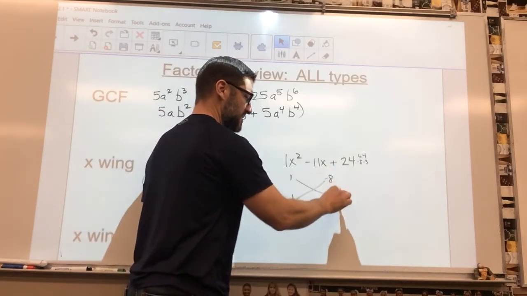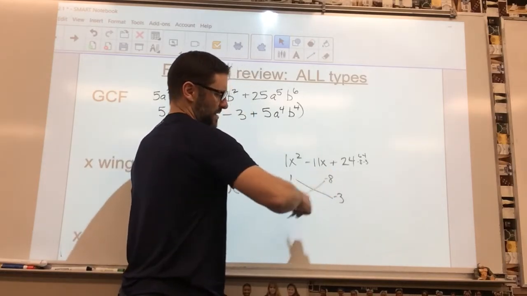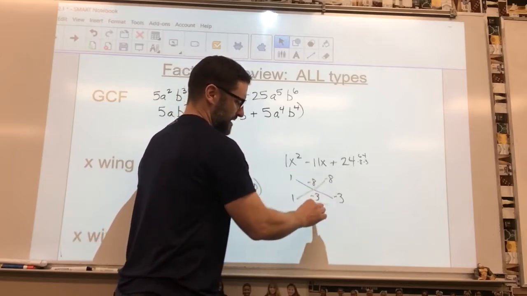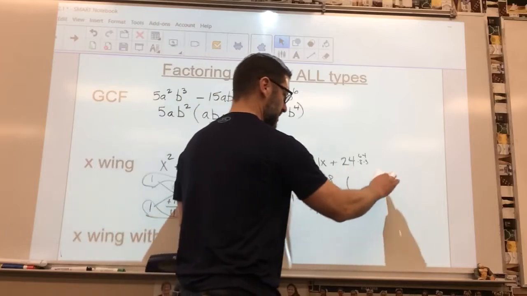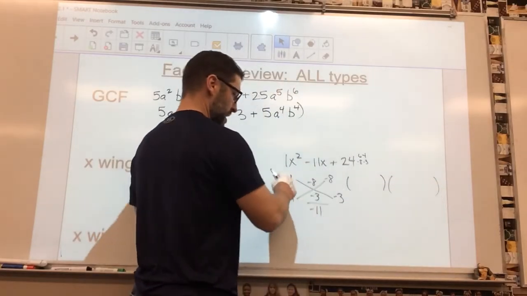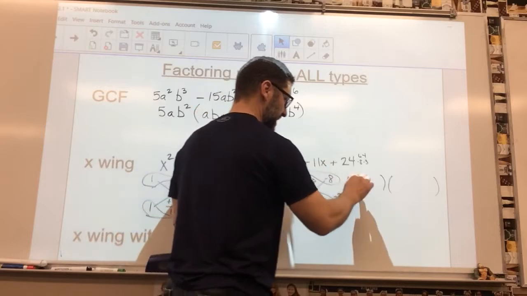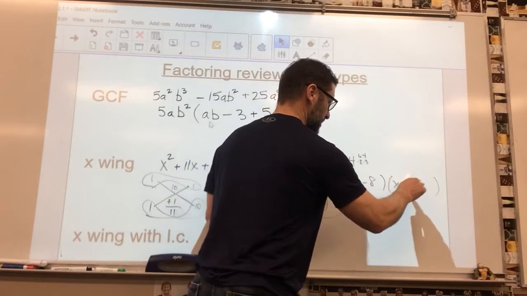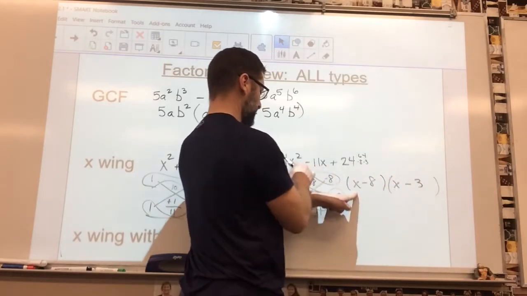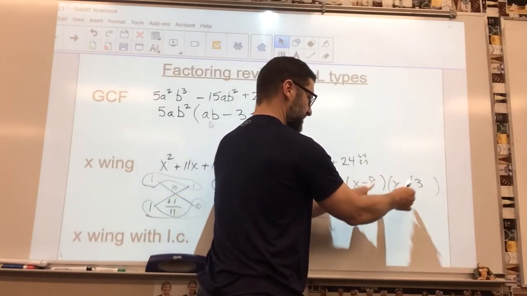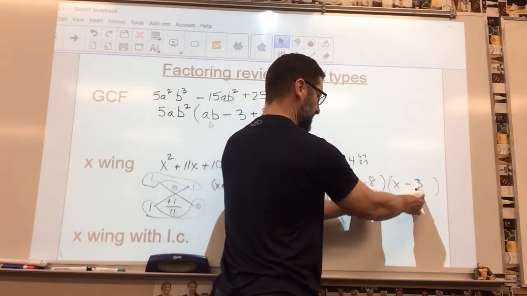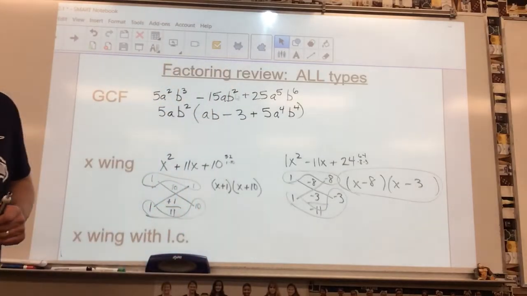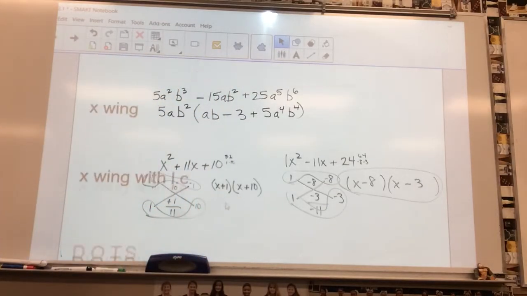Let's try it. Negative 8, negative 3. 1 times negative 8 is negative 8. 1 times negative 3 is negative 3. And that's negative 11. So let's try it now. 1x minus 8, 1x minus 3, x squared, negative 3x, negative 8x is negative 11x, negative 8 times negative 3 is positive 24, and I got it. Okay, those were the easy ones.